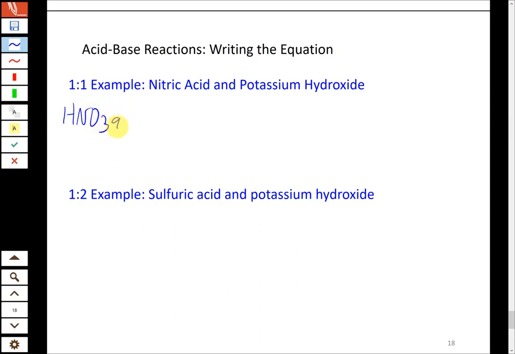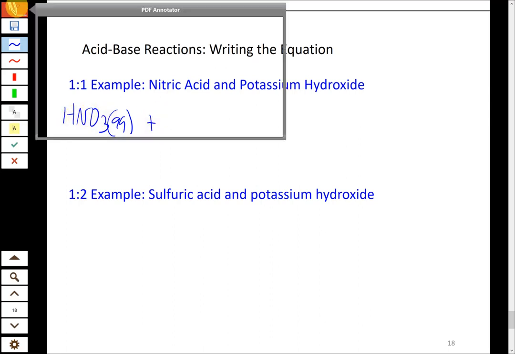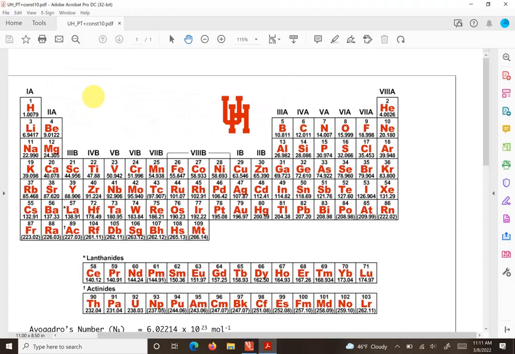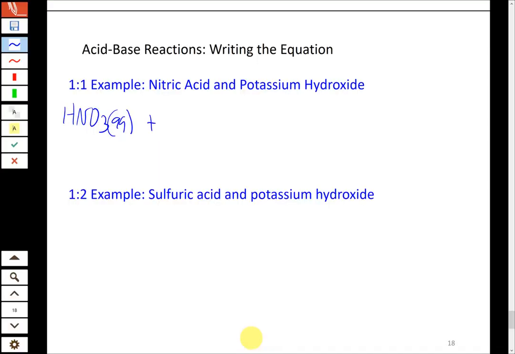Nitrate is, again, NO3 minus, so it's going to have one H plus with it to make an acid, so HNO3. And then potassium hydroxide, you should remember this by now, but if not, from the periodic table, potassium is group 1A, so it's going to form a +1 cation. Hydroxide is -1, so the formula for that would just be KOH.